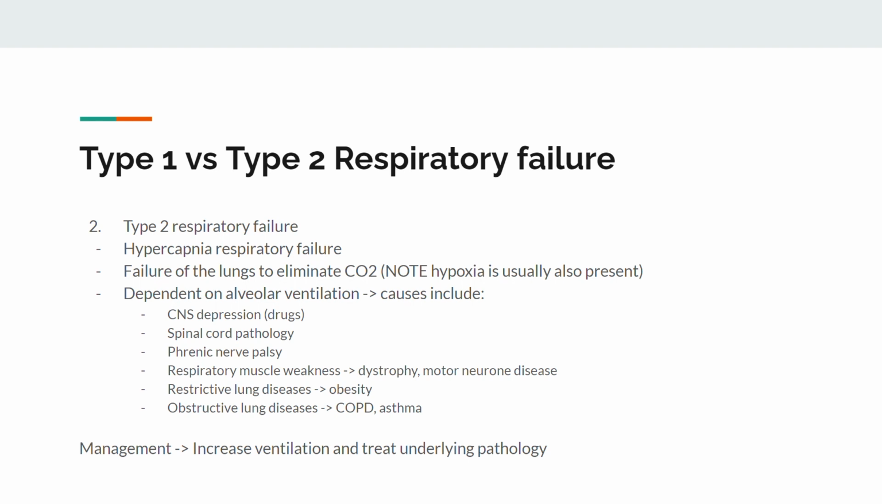The main causes are going to be CNS depression, so if you have opioids or other drugs, for example. Then you've got spinal cord pathologies, phrenic nerve palsies, respiratory muscle weakness, restrictive and obstructive lung diseases. Anything that's going to prevent CO2 from leaving the lungs. Now, the management for this is to increase ventilation and try to treat the underlying pathology.